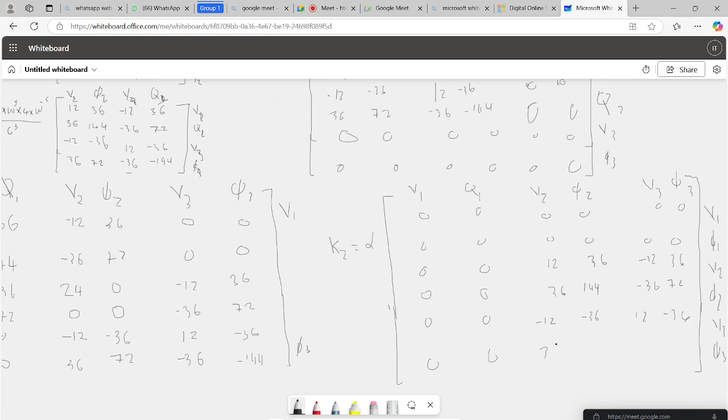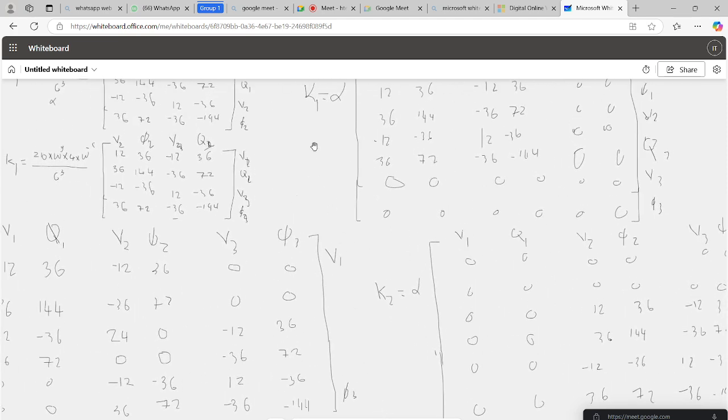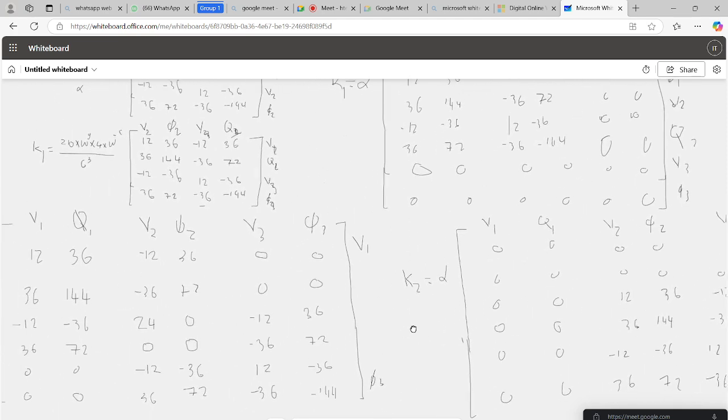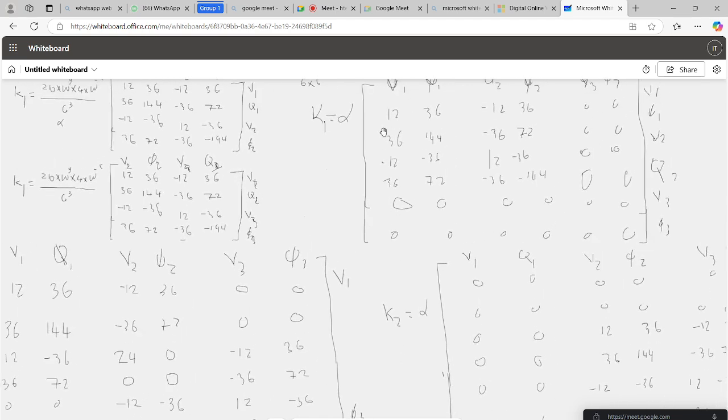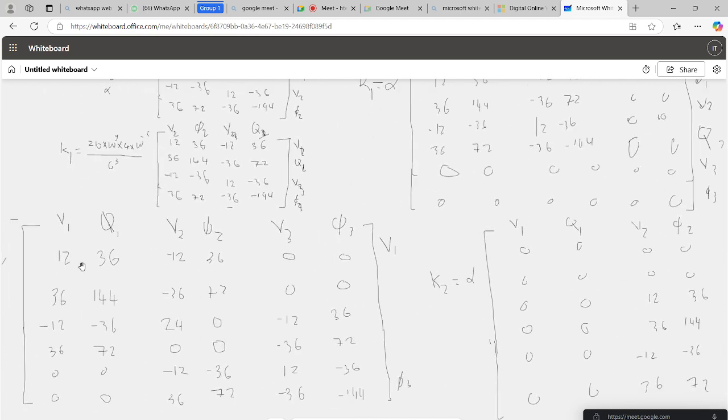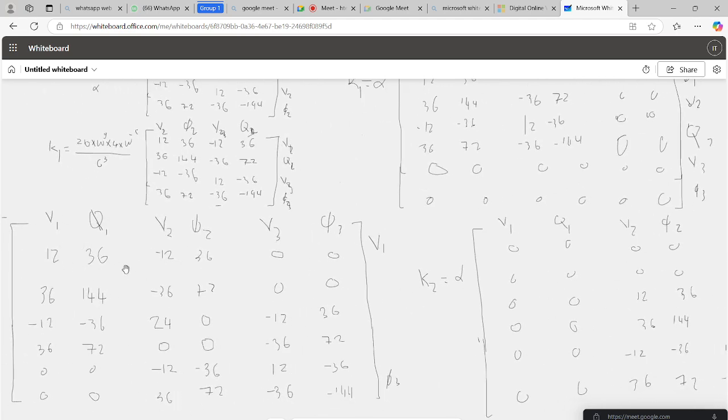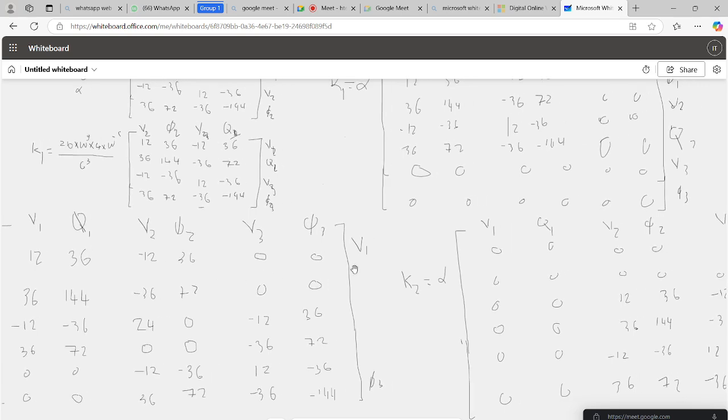And this one is 36, 72, minus 36, minus 144. So this is it. If you want to find the global stiffness, you now add K1 and K2. What's happening is you take 12 plus 12, it gives 12. That's what we did when we were doing it straight. That's why you get 12 on the global stiffness. You are basically adding each element.